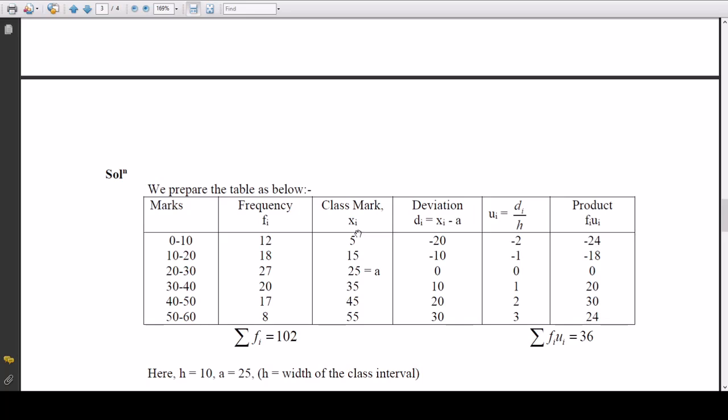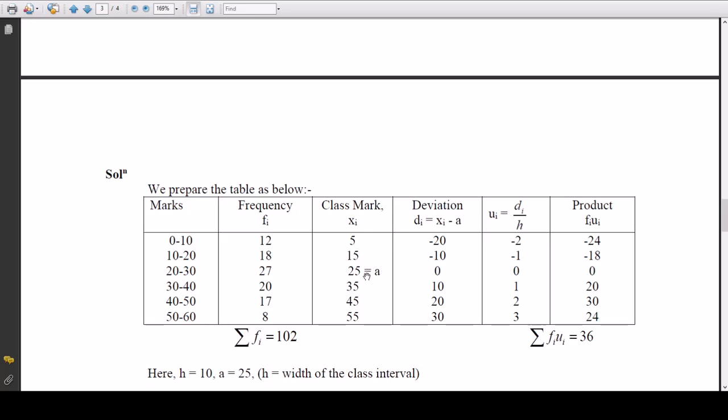Okay, now here I think by now you have familiarized yourselves with how to find the class mark. After you get all these class marks, you will assume any value from here to be the mean of the given data. From 5 up to 55, you just assume A to be 25. Okay, assume A to be 25. You do not know what the mean will be, therefore you just assume any value from here to be the mean of the given data.